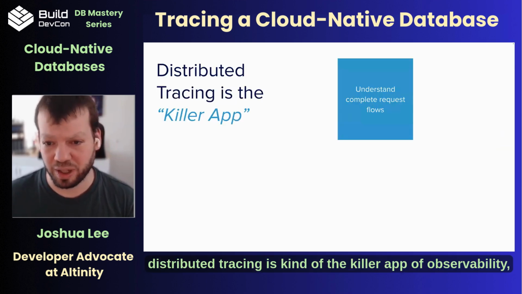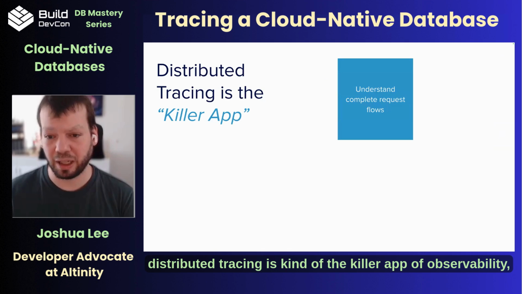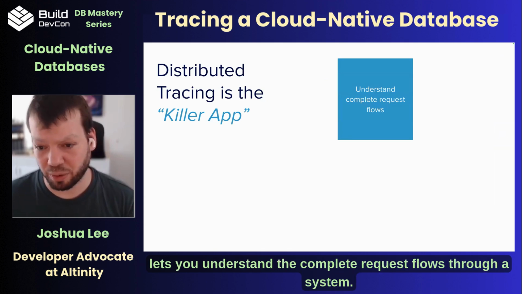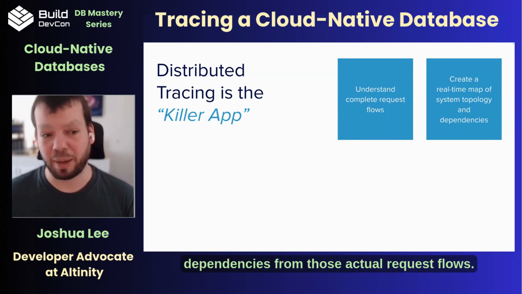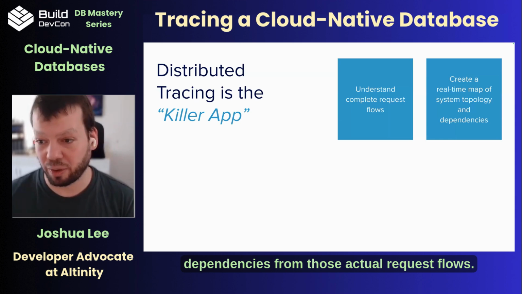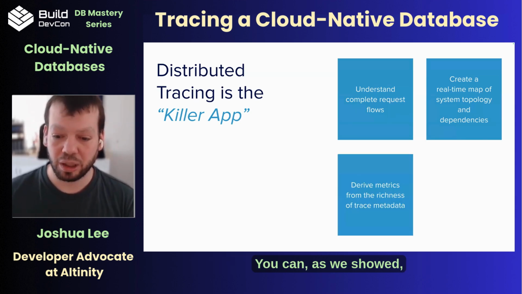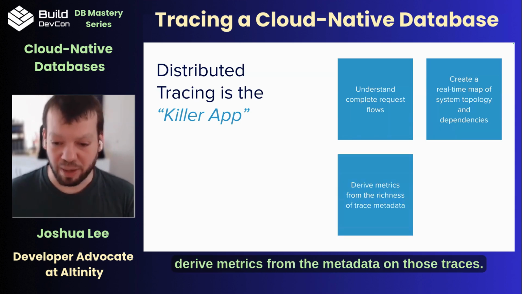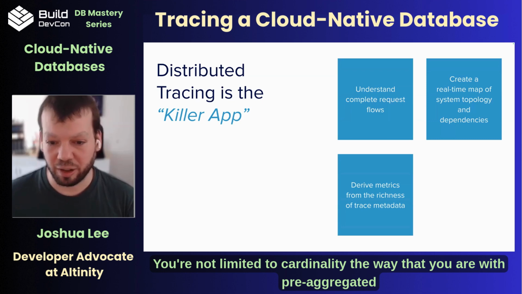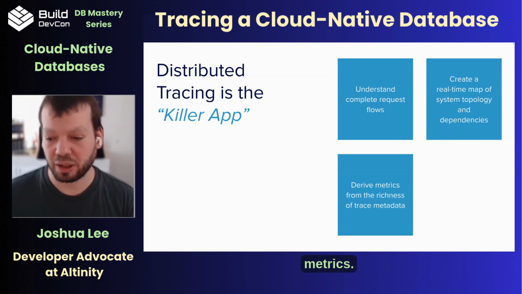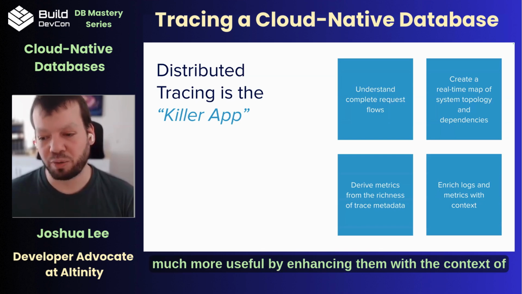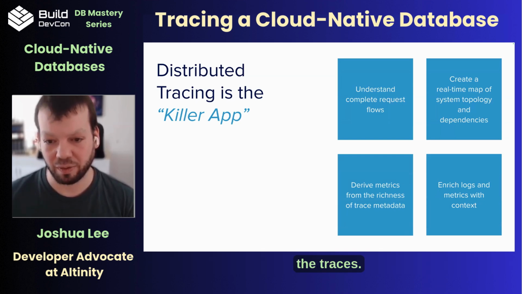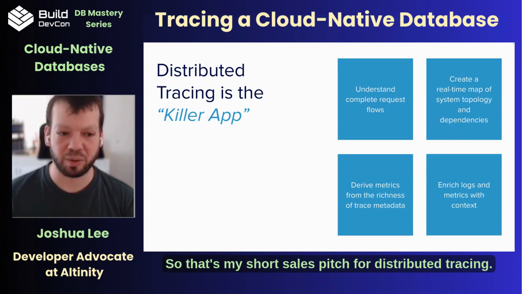So in my opinion, distributed tracing is kind of the killer app of observability. It lets you understand the complete request flows through a system. You can create a real-time map of system topology and dependencies from those actual request flows, so that's a really powerful tool. You can, as we showed, derive metrics from the metadata on those traces. You're not limited to cardinality the way that you are with pre-aggregated metrics. And you can make your logs and metrics so much more useful by enhancing them with the context of the traces. So that's my short sales pitch for distributed tracing.